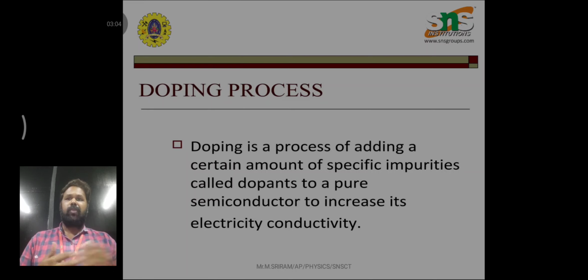The common methods of doping include solid state diffusion and ion implantation. As for applications, the doping process is central to semiconductor technology, enabling the creation of transistors, diodes and other electronic devices.